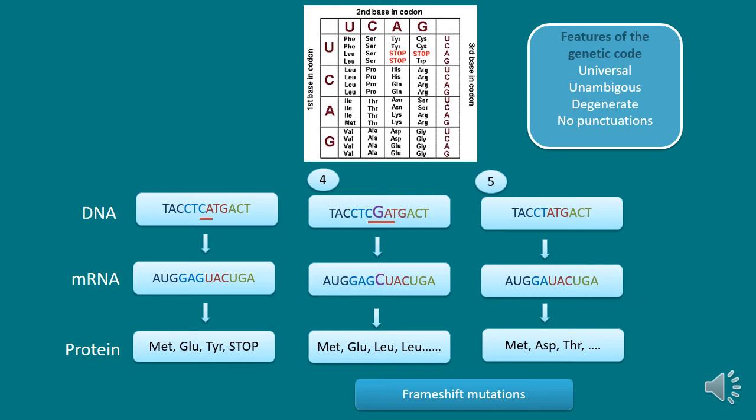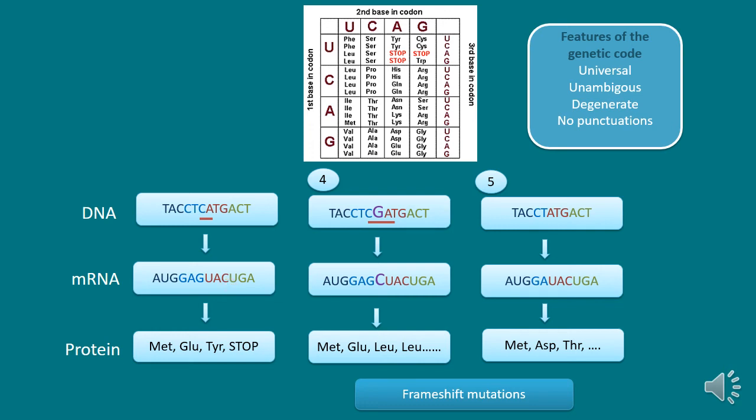This new base will alter the entire reading frame of codons during translation. So the codons before the new base are not altered and they will be calling for the same amino acids as before. Those are methionine and glutamate. But the codons after the insertion of the new base have completely changed, and now these codons are calling for a completely different set of amino acids.